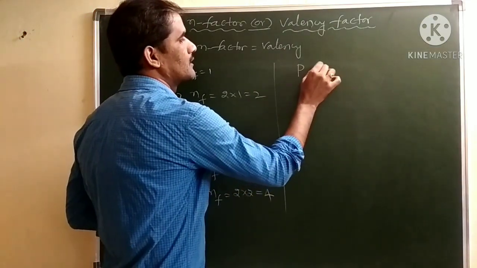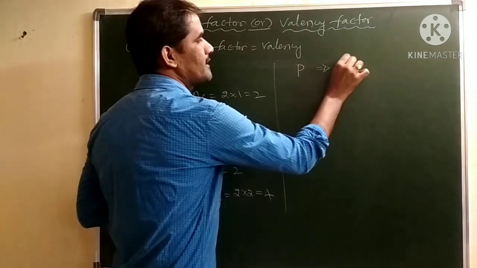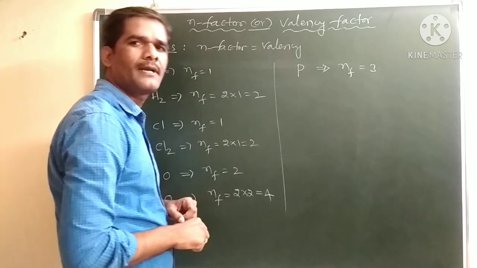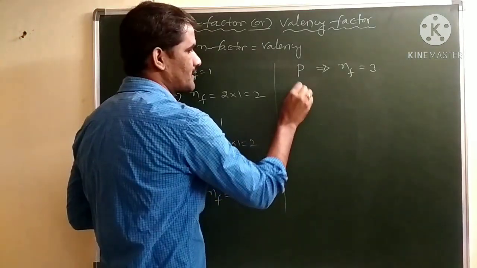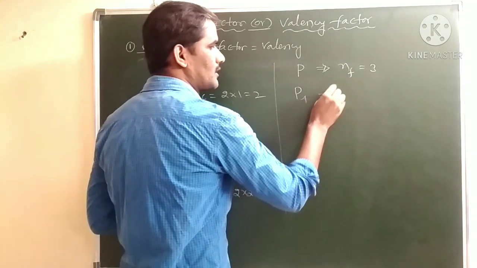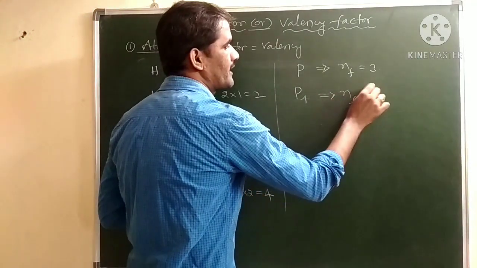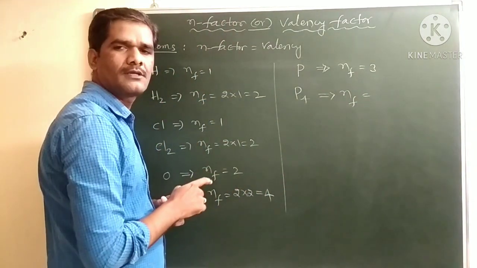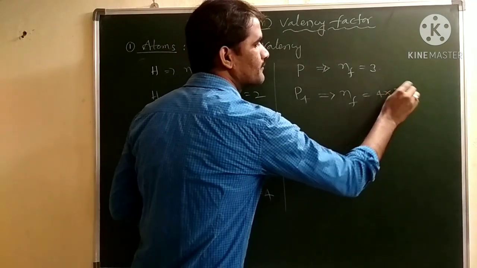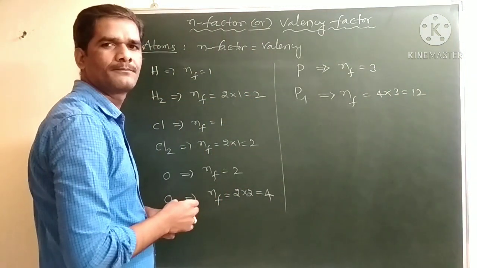Phosphorus. If we take a single atom of phosphorus, its N factor is 3, as we know that it is a 5A group element. But generally phosphorus exists in tetraatomic state, P4 molecular form. Then in this case, how much will we get? Each phosphorus molecule contains 4 phosphorus atoms, so 4 into 3, that is equal to 12, the N factor for P4.